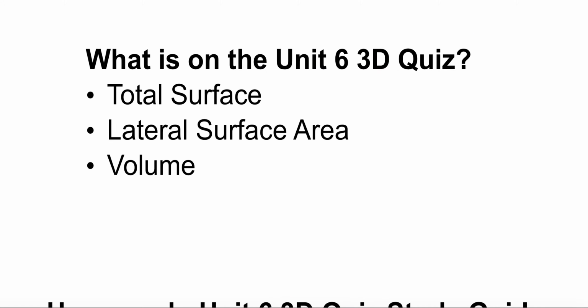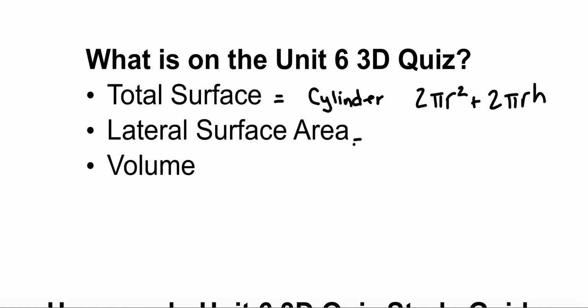So, know that we will be having a quiz. On the quiz is going to be total surface area. Total surface area for a cylinder is 2 pi r squared plus 2 pi r h. Lateral surface area is going to be 2 pi r h, and volume is pi r squared times h. That is all for a cylinder.